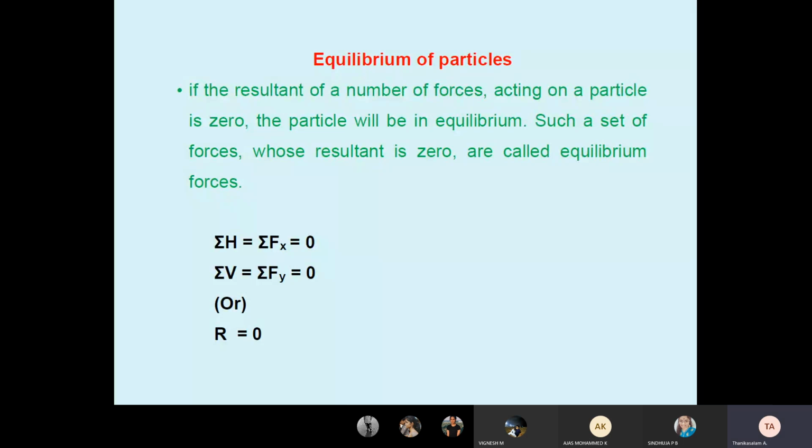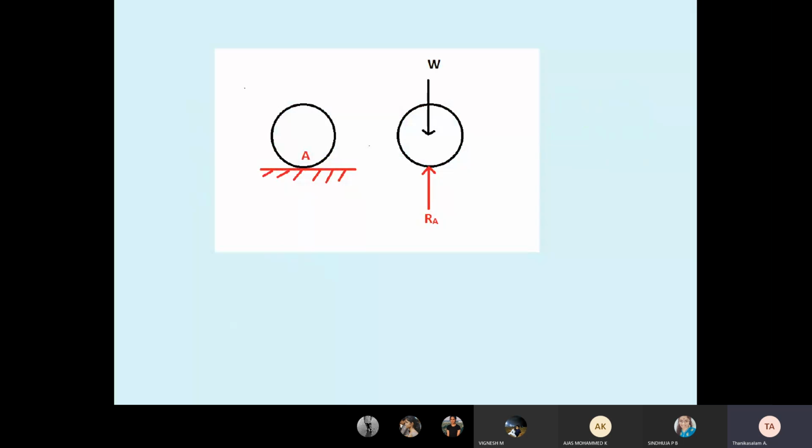Okay. Then we started action and reaction. The ball A is resting on the surface. Here, the surface is the reactive body. The ball is the acted body. So we know Newton's third law: for every action, there is an equal and opposite reaction. So we take out the ball separately. The ball has weight, no? Generally weight acts perpendicular to the earth, W. Then the reaction is in the opposite direction, RA. Whenever you write the reaction, you write the point. A is the point, no? That's the reaction at A, acting in the opposite direction.